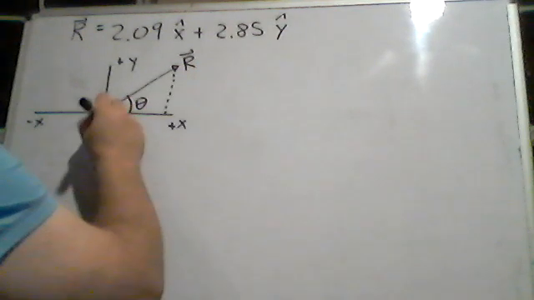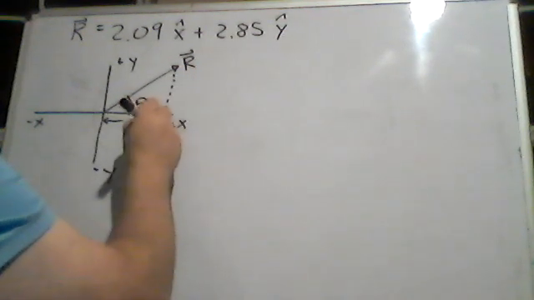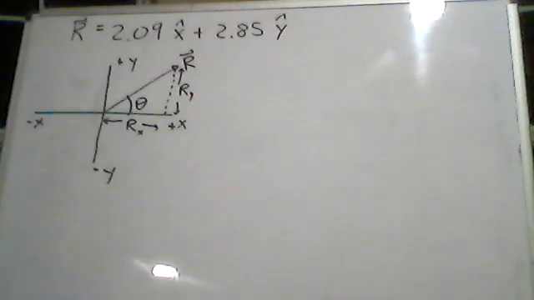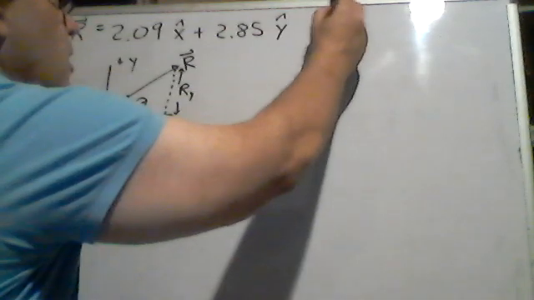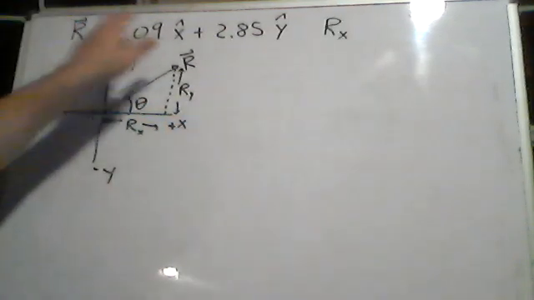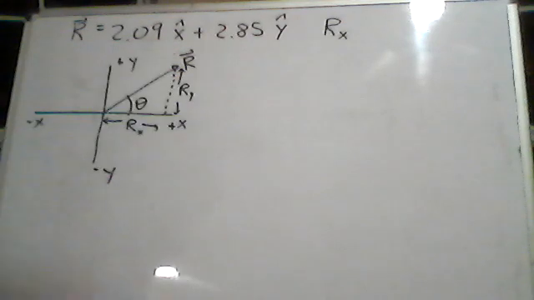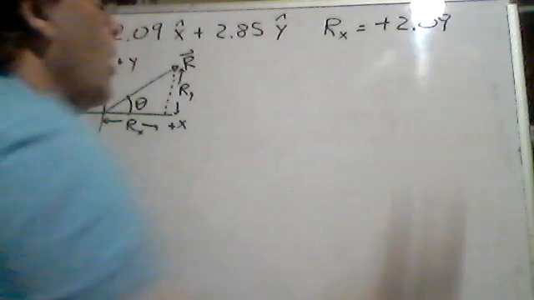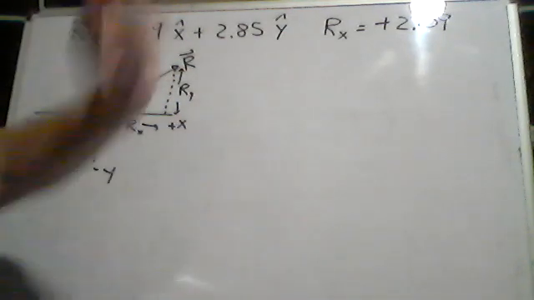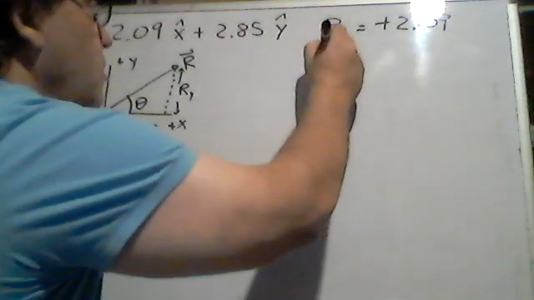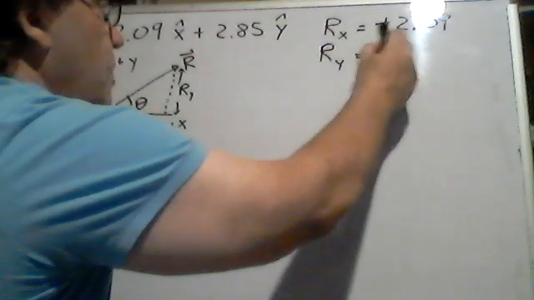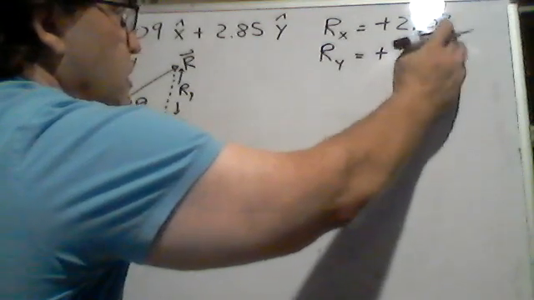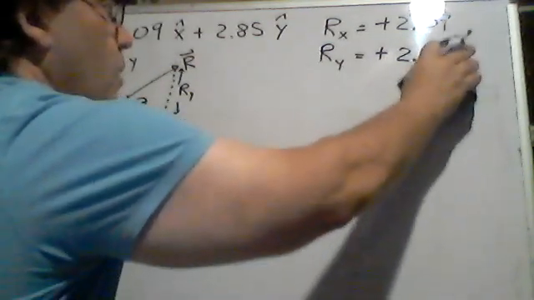I do know r sub x. I also know r sub y. I can read it right off the vector. R sub x, literally just reading the vector, is the x component, 2.09. All right? And r sub y, I literally read it off the vector. R sub y is 2.85. Again, I'm being very deliberate to mention positive signs and negative signs.